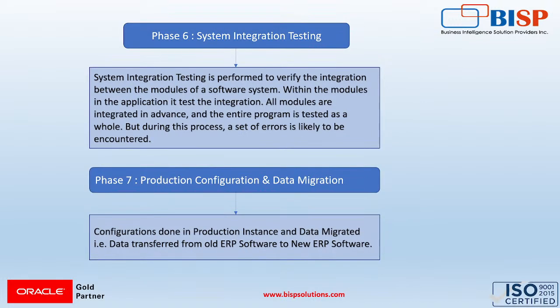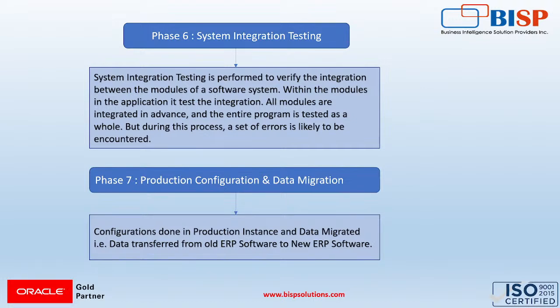So now the sixth phase, that is system integration testing. After the UAT has been successfully done, system integration testing comes to verify the integration of modules. Here comes the integration part, where we have implemented first, and now we are going to integrate the modules of a software system. First we have to integrate, then it will be tested as a whole. During this process, issues are likely to be encountered.